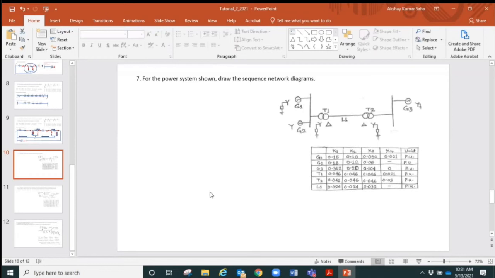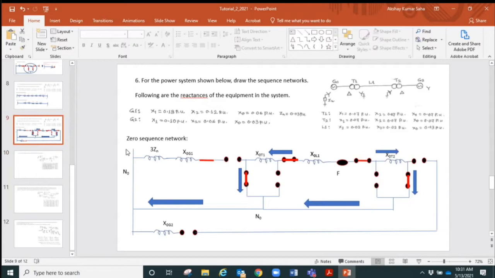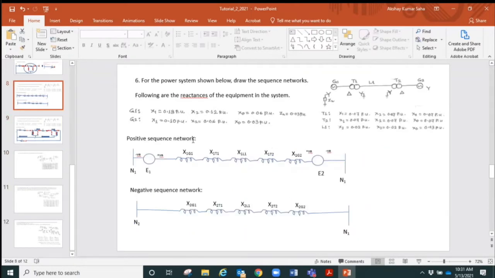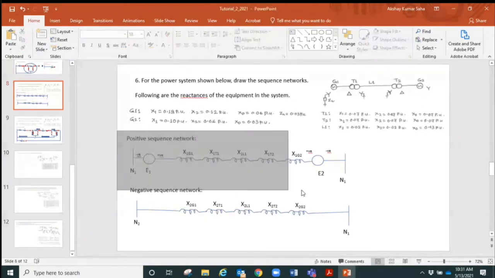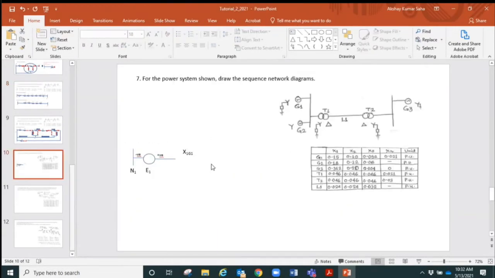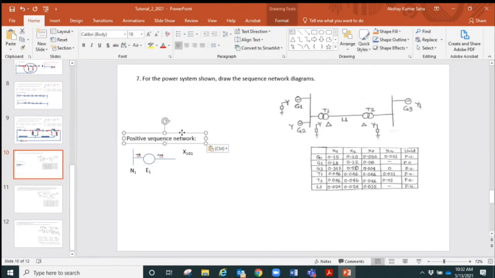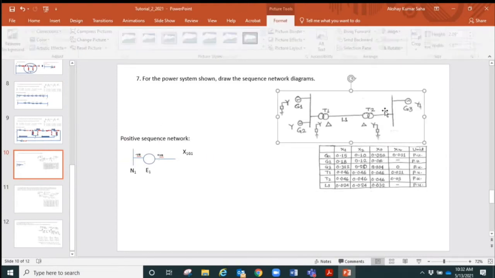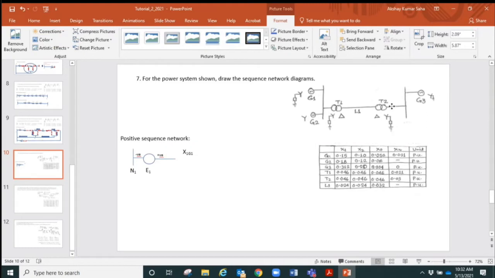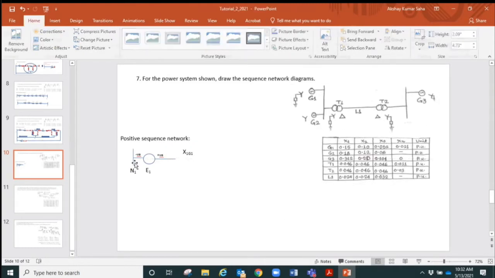Negative sequence, and then finally the zero sequence one. So let me just start with the positive sequence one. Let me just copy a few things so that it reduces some effort. So starting with the positive sequence network, and these are the reactances shown here. This is the system diagram. Let me put it a little bit on that side so I have more space here.